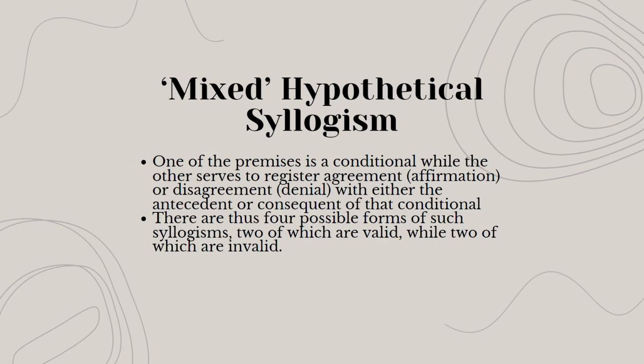Mixed hypothetical syllogism. One of the premises is a conditional, while the other serves to register agreement (affirmation) or disagreement (denial) with either the antecedent or consequent of that conditional. There are thus four possible forms of such syllogism, two of which are valid while two of which are invalid.